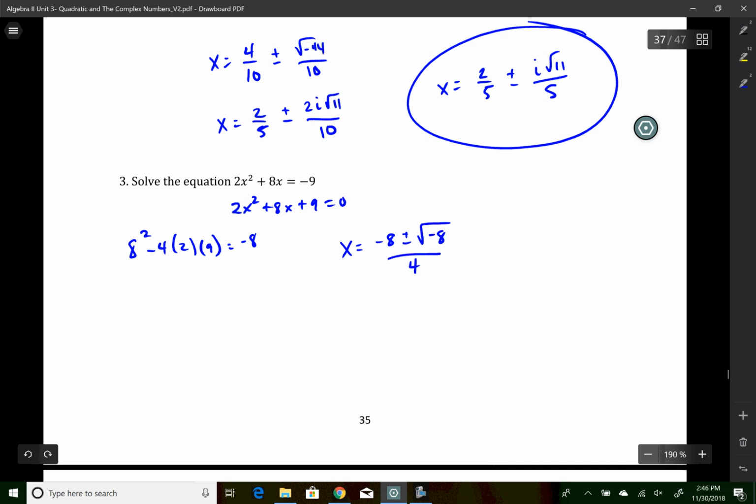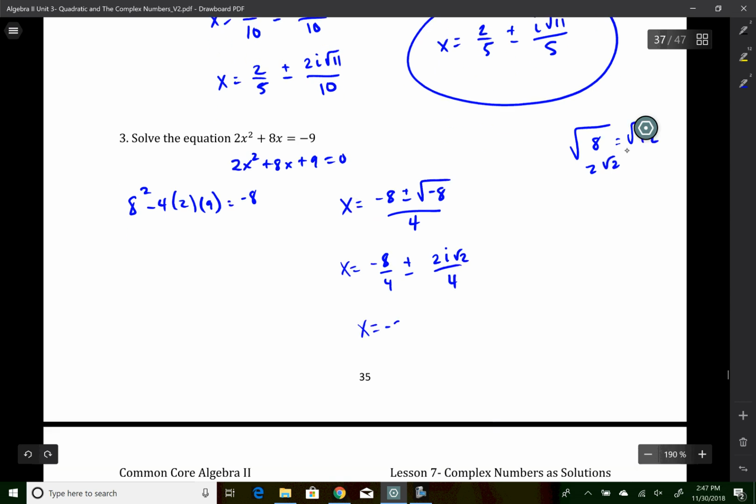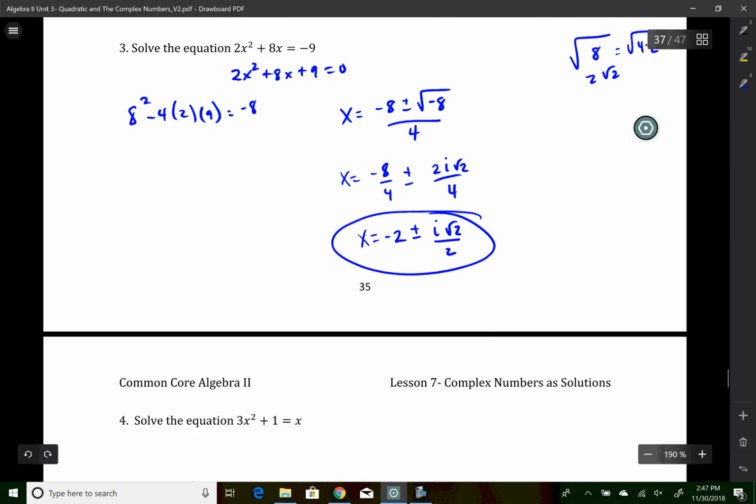Square root of negative 8, so square root of 8 becomes 2 square roots of 2, because that's going to be 4 times 2. So that's going to become x equals negative 8 over 4 plus or minus 2i square roots of 2 over 4. Simplify. So I have negative 2 plus or minus i square roots of 2 over 2. So notice here we have two things that are simplifying differently. So 8 over 2 reduces to have a denominator of 1. The second fraction here has a denominator of 2. So if I didn't separate, I wouldn't get those answers in simplest form, which is why you separate.